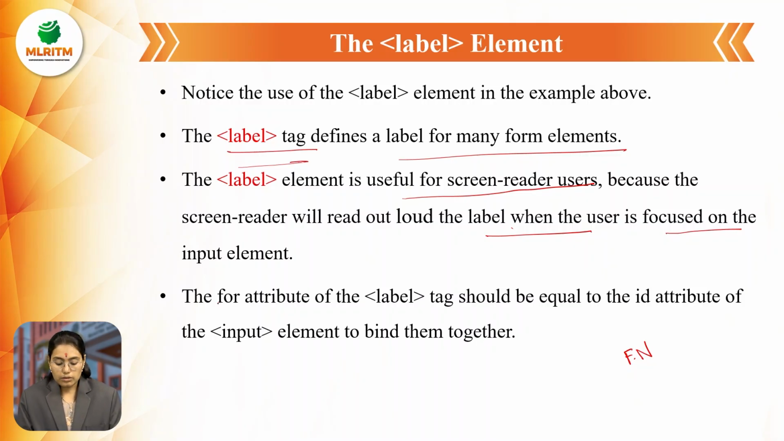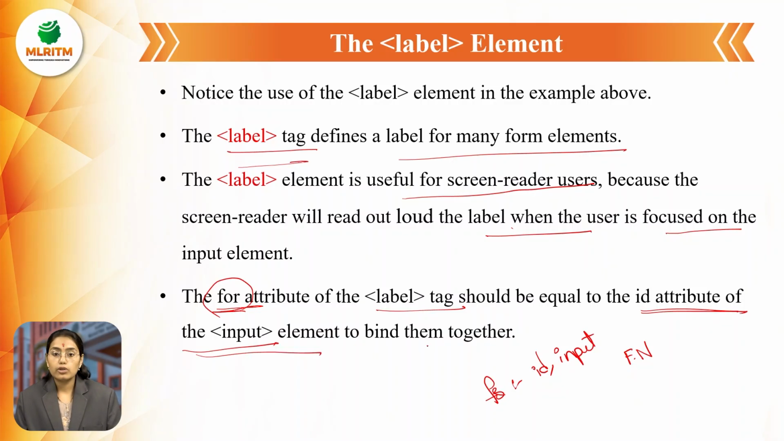And next, coming to the for attribute. What is the for attribute? It is nothing but an attribute of the label tag, which should be equal to the ID attribute of the input tag. That is, to bind between the ID and the input tag, we use this for. So to bind the ID and the input element together, we use this for attribute.